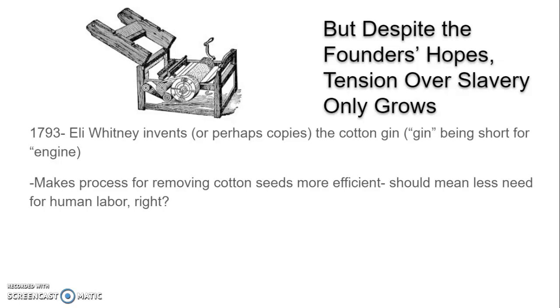This machine sped up the process considerably for removing cotton seeds from cotton, which was a really difficult, tedious process that had relied on slaves. So one might think, well, hey, once somebody did that, you can rely on machines more. You don't actually need as many slaves. Maybe slavery will disappear on its own.